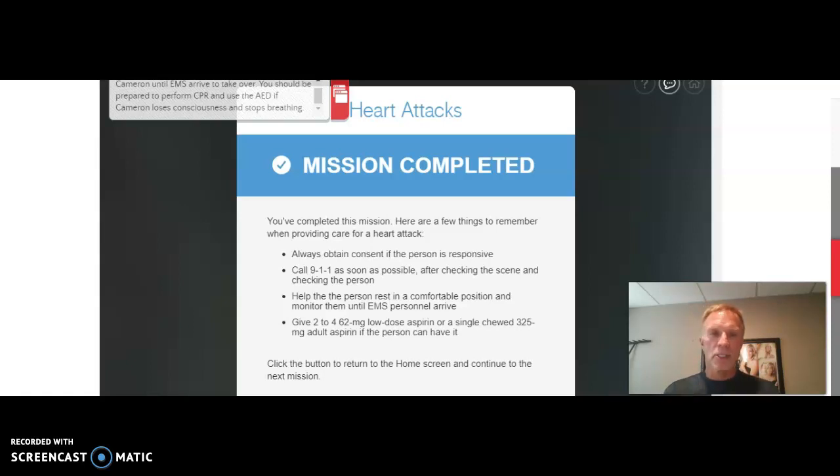Again, as you look at this mission completed page, you completed this. We talked through it to some degree, and we're ready now for the next part. We'll be dealing with CPR.